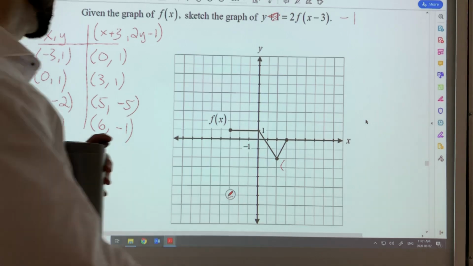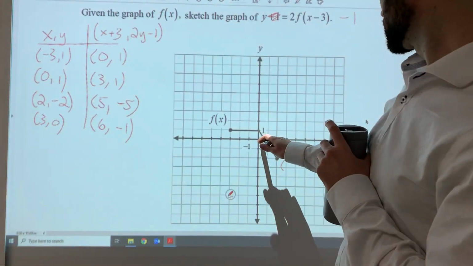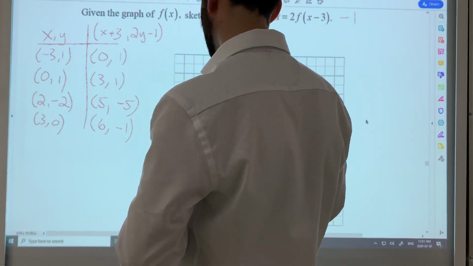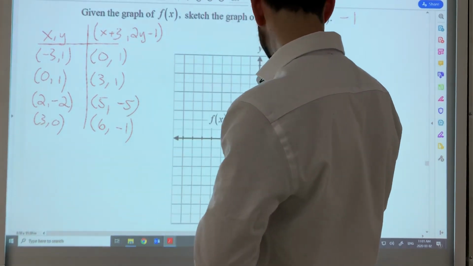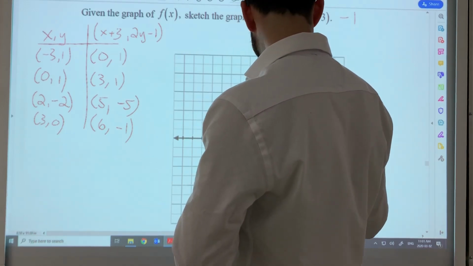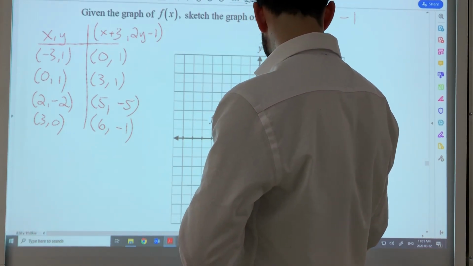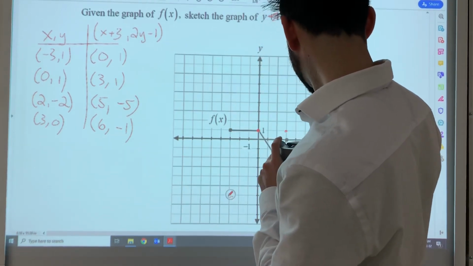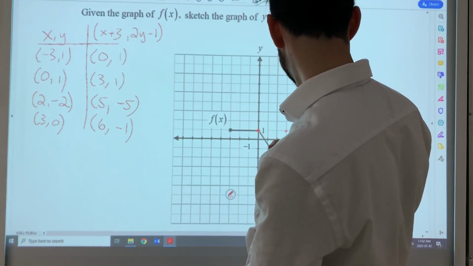And then just plot them successfully. So 0 and 1, it's right there. And then we get 3 for x, 1 for y. And then we get 5 for x, -5 for y. So 1, 2, 3, 4, 5. And then 6 for x should be there, and -1 for y.